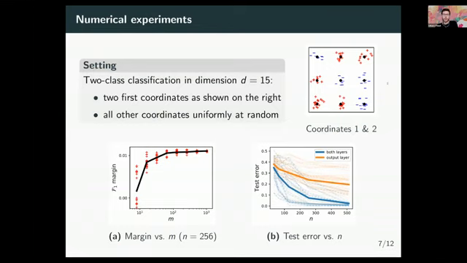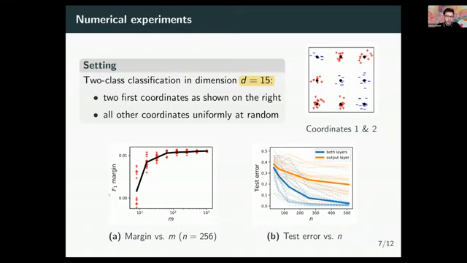So I use a very simple synthetic experiment. I consider a two-class classification task in 15 dimensions, and only the first two dimensions will be relevant to do the classification. So here I show the first two coordinates. We see the two classes in blue and red. This is the training set, and all the other remaining 13 coordinates will be irrelevant to do the classification. Okay. And so now we train our two-layer neural networks on this training set.